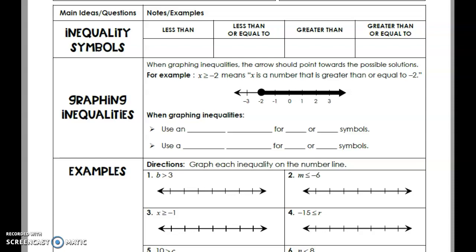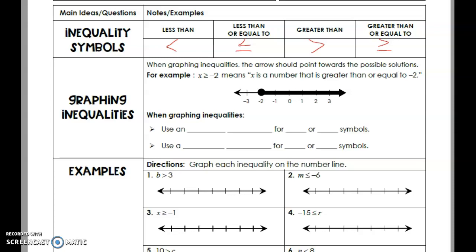Today's lesson is on solving inequalities. Let's first talk about our inequality symbols. Let's begin with the symbol for less than. Remember, less than means that something has to be smaller than the number after it. Then we have less than or equal to, greater than, and greater than or equal to.